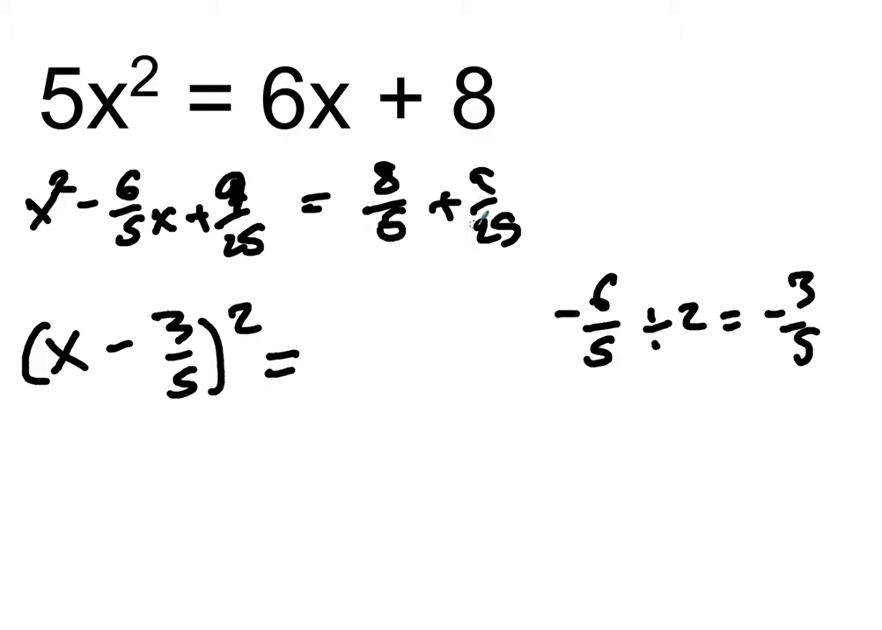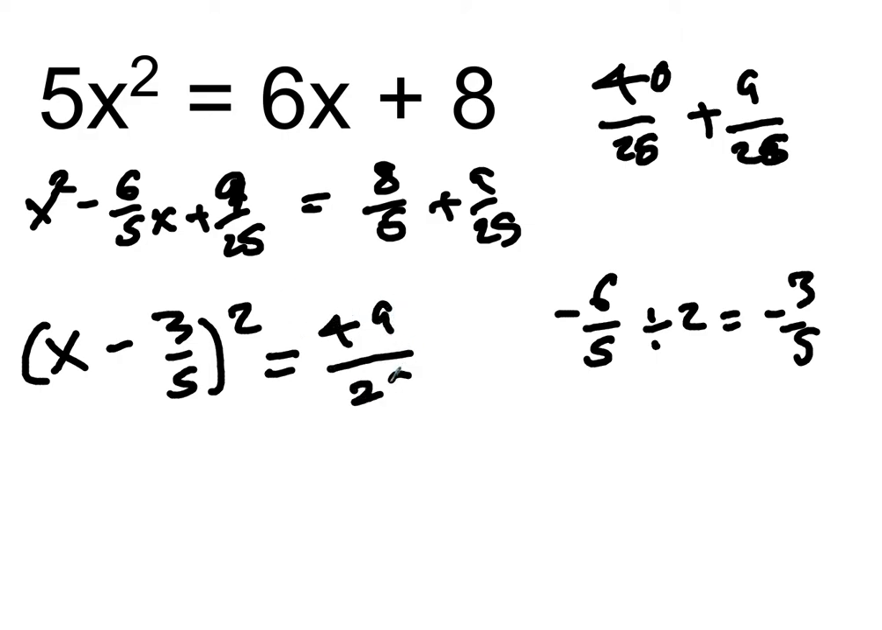And then let's add this together. 8 over 25 is the same thing as 40 over 25. I mean 8 over 5 is the same thing as 40 over 25. My writing is getting much sloppier. So now this is equal to 49 over 25. 40 plus 9 over 25.